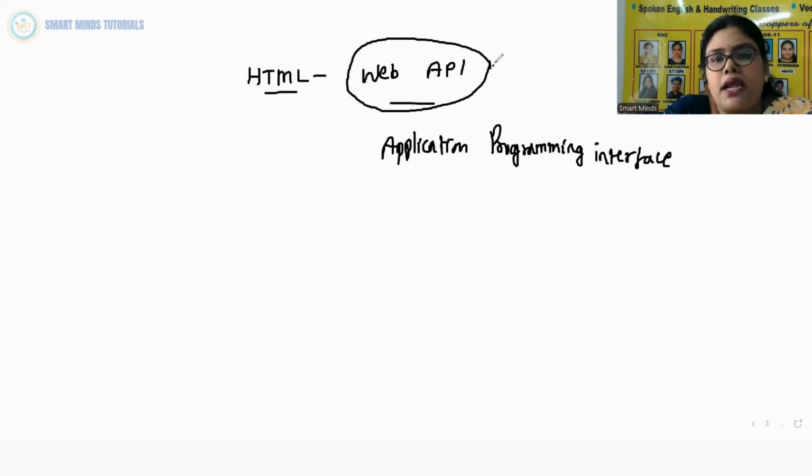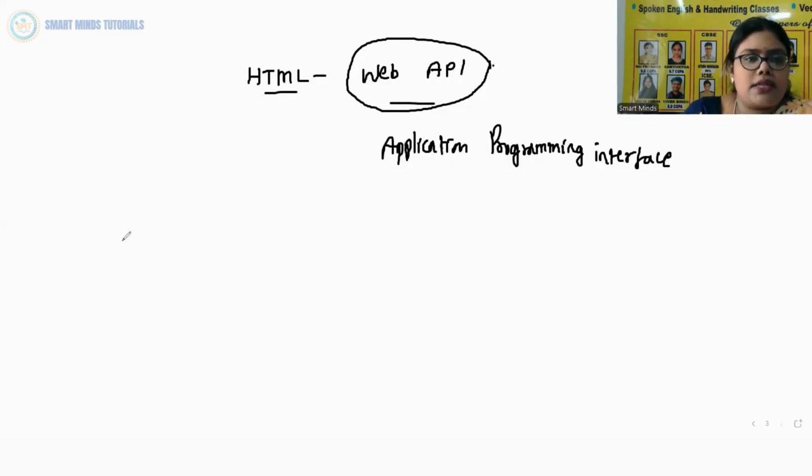API stands for Application Programming Interface. An API is some kind of interface that includes a set of functions and subroutines that allow programmers to access specific features or data of an application, operating system, or other services. So, a web API is an application programming interface for the web.